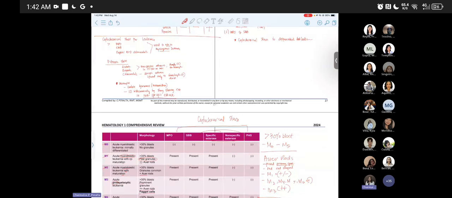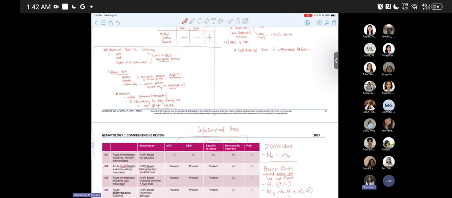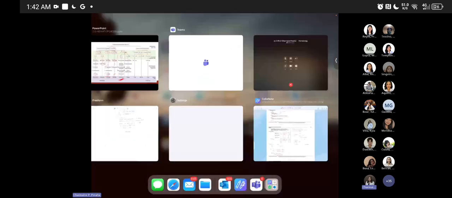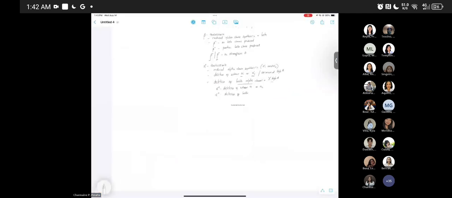Wait lang, meron pa ako isa idadagdag dito. Okay, so yan na yung leukemia. Yan na yung buong leukemia. So catch up na lang kayo sa notes. May dadagdag ako kasi wala dito sa notes.